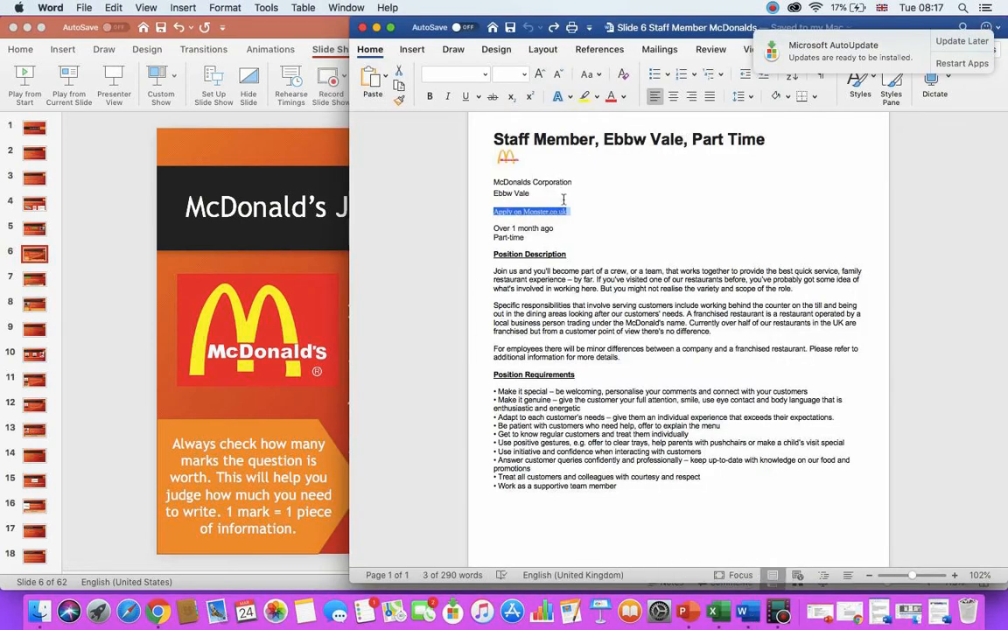So if I have a scan down, and as I hit here, I noticed that key phrase, specific responsibilities. If you remember rightly, it was worth 2 marks, so I'm looking for 2 pieces of information. Some specific responsibilities could be serving customers, working behind the counter on the till, being out in the dining areas, looking after customer needs. Any 2 of those 3 would be worth your 2 marks. If you only gave me 1 of those answers, then you'd be getting 1 mark. I hope that's clear for you.